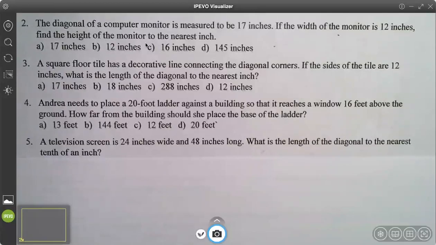Okay, try to draw a picture for number five. Number five says a television screen is 24 inches wide and 48 inches long. What is the length of the diagonal to the nearest tenth of an inch? Try to draw a picture representing that situation.